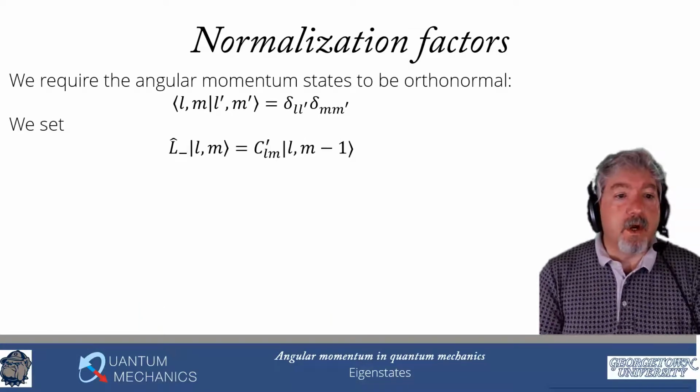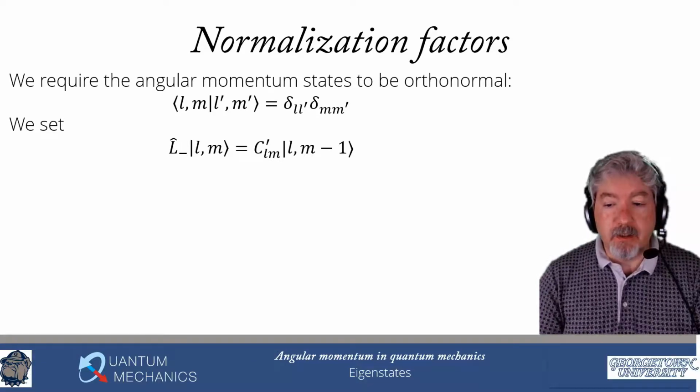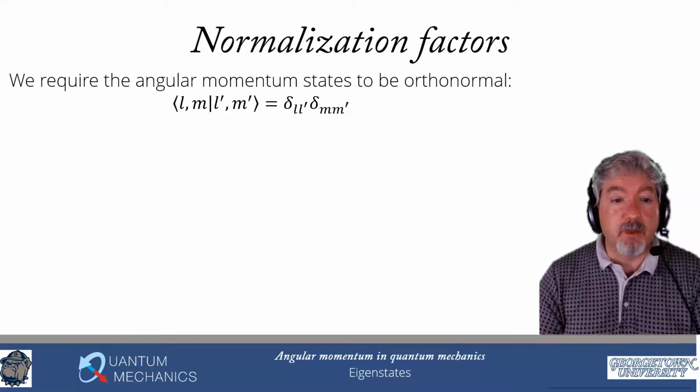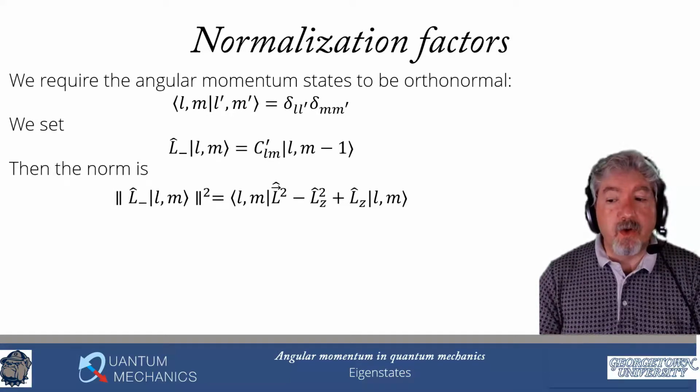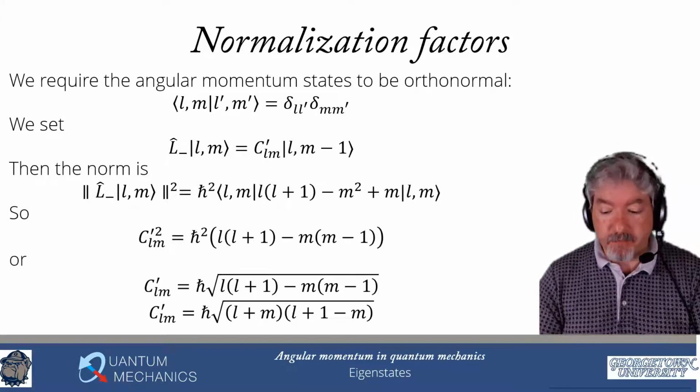Okay, so we're going to set L minus acting on |L, m> to equal C prime_Lm times |L, m-1>. And now we proceed through the exact same strategy that we used before. We calculate the norm. We rewrite it in terms of the operators. We act the operators on those states. They give us eigenvalues.